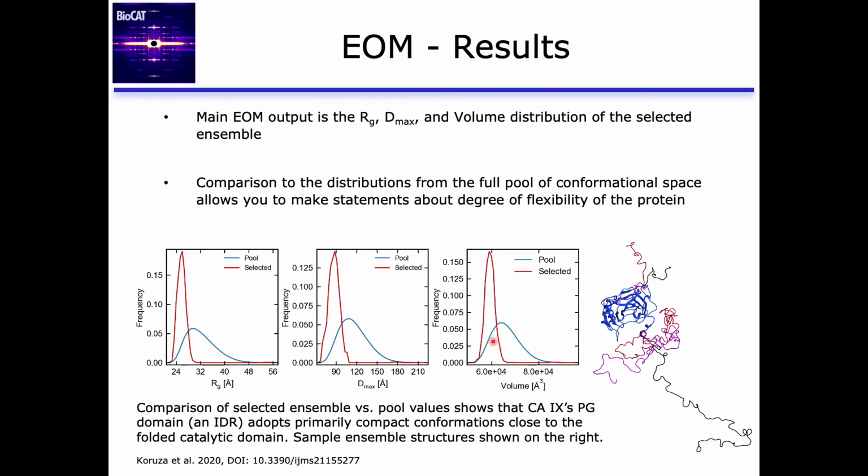What we're seeing here in all cases is that these selected conformations are narrowly focused down at these very small size ranges. So this is telling us that instead of adopting a completely disordered shape in solution, this intrinsically disordered region is characteristically adopting compact conformations close to our catalytic domain. And you can see that in the sample structures as well. Based on this, we can then go on and talk about reasons why that might be happening and what biological information this is giving us. So this is the main result of EOM: these distributions and where our selected ensemble fits versus the pool.